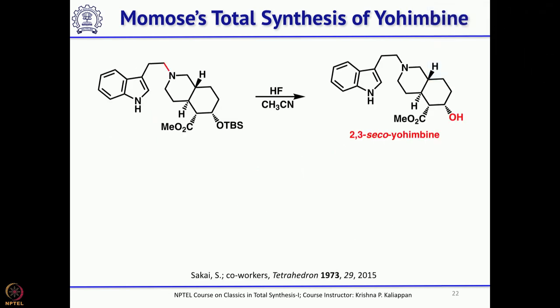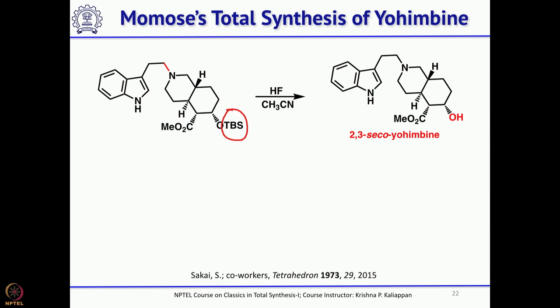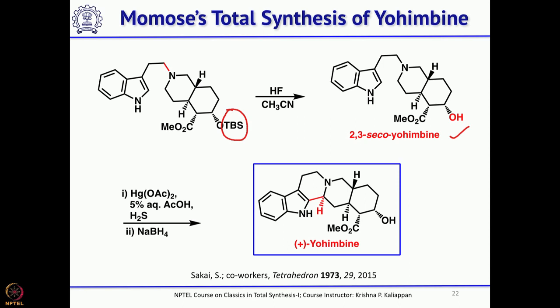Okay, but as I said, 2,3-seco Yohimbine has been already converted into Yohimbine. Okay. There are at least a couple of reports where 2,3-seco Yohimbine has been converted into Yohimbine. So if we can remove the TBS group, that will give you 2,3-seco Yohimbine. So from here, the known steps are treatment with mercuric acetate in the presence of 5% acetic acid followed by sodium borohydride reduction. So basically, as you know, it forms an iminium ion. Okay, then the cyclization takes place, again followed by iminium ion, and then reduction with sodium borohydride. The hydride is delivered from the alpha site to get Yohimbine. Okay, so that's how he could accomplish the asymmetric formal total synthesis of Yohimbine.